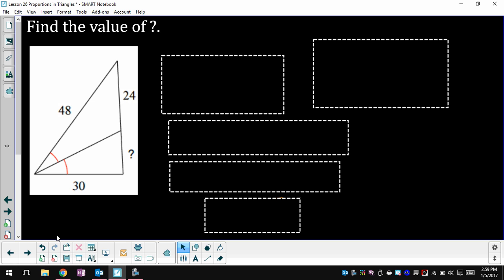So I want you to pause here and try this one on your own. There's no tricky bit to this example, just a little bit straightforward using the proportions.